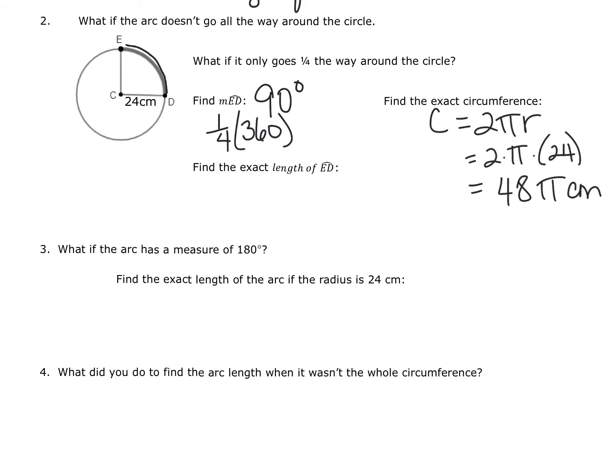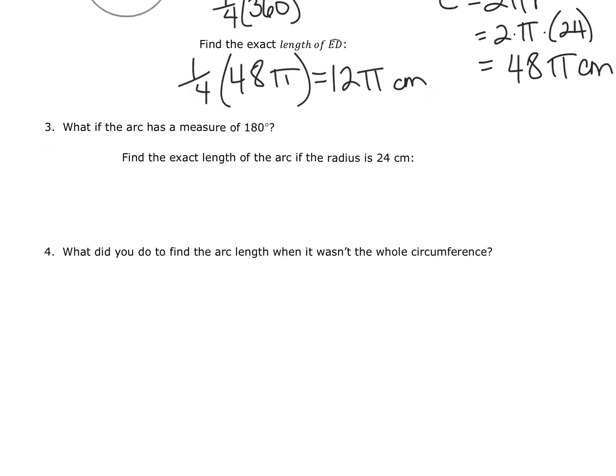Now when we find the exact length of arc ED, just this length, we're just going to do 1/4 of 48 pi, which is 12 pi centimeters. So we're just going to multiply the fraction by the actual circumference of the circle.